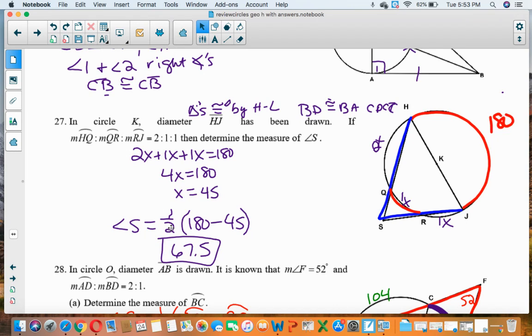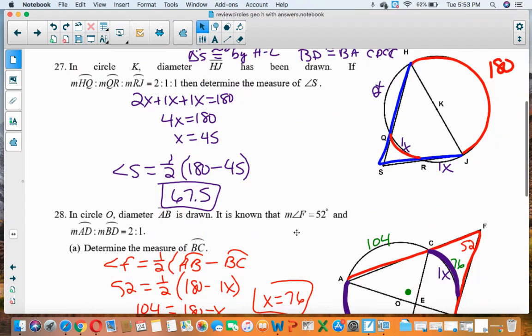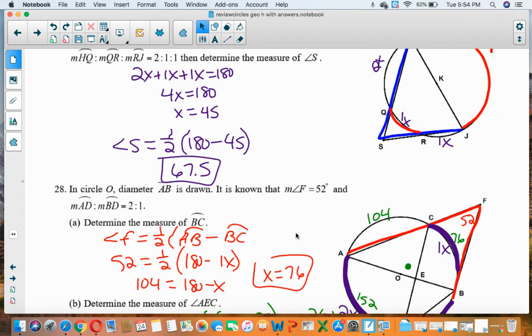Angle S is outside the circle. It's 1/2 the difference of the arcs. Which arcs? The arcs I have in red. This one was a semicircle, so that's how I knew that was 180. And this one, QR, was just 1x. So once I found out what x was, 45, that's why I did the 180 minus 45. And then, of course, I take half of that.